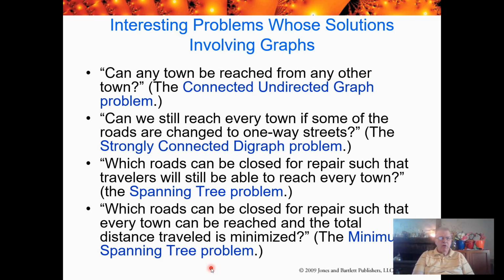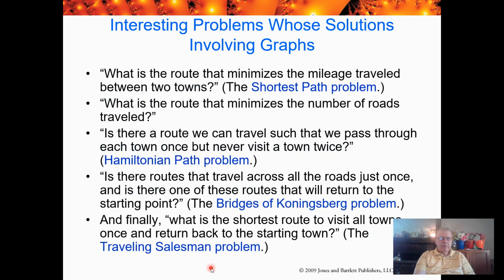The spanning tree problem: which roads can you close for repair so that you'll be able to reach everything in town? That's the spanning tree problem. The minimum spanning tree. We want to minimize the number of roads that we would shut down, or minimize the distance that you would have to travel. Shortest path problem. What's the route that minimizes the edge weights between two vertices? The Hamiltonian path problem, the bridges of Königsberg problem that we talked about a minute ago, and one of the hardest ones, the traveling salesman problem.